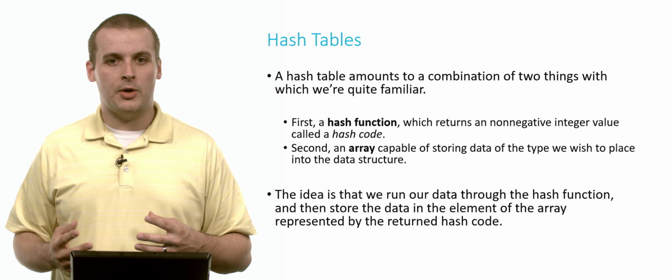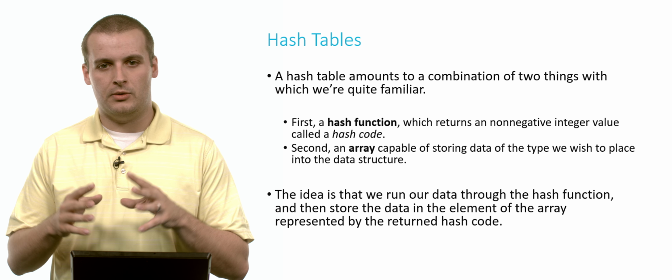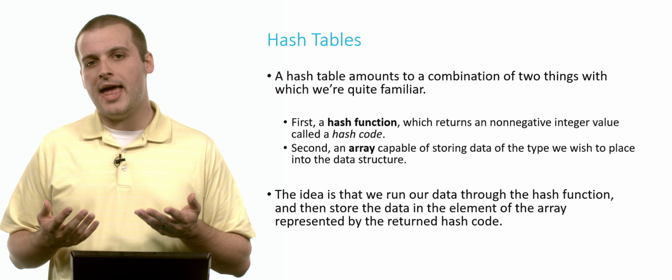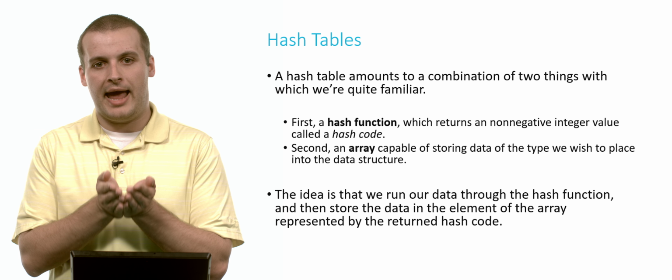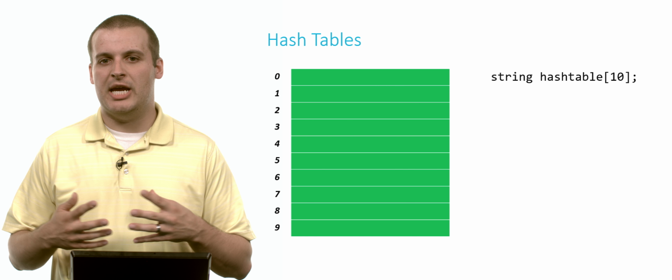The basic idea, though, is we take some data, we run that data through the hash function, and so the data is processed and it spits out a number. Okay? And then with that number, we just store the data we want to store in the array at that location. So for example, we have maybe this hash table of strings.